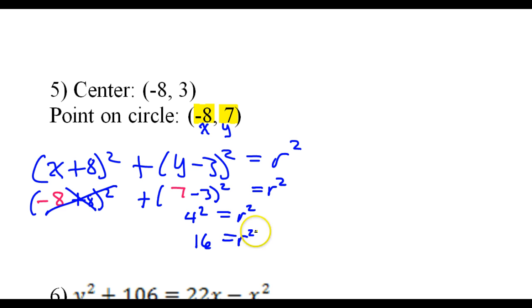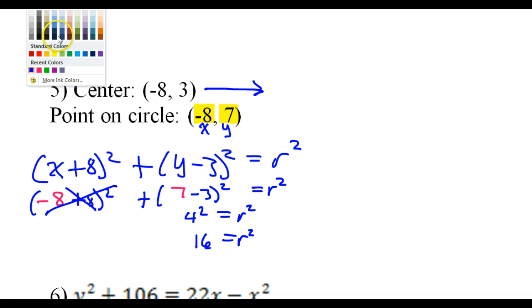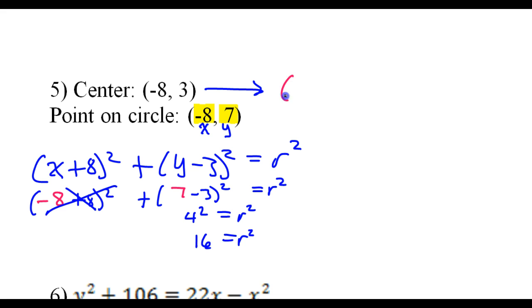Okay, so now that I have the radius squared, which is what I really want, I can write my final answer. So the equation is going to be this same thing again, only this time I'm going to put a 16 right here. So it'll be x plus 8 squared plus y minus 3 squared is equal to 16.